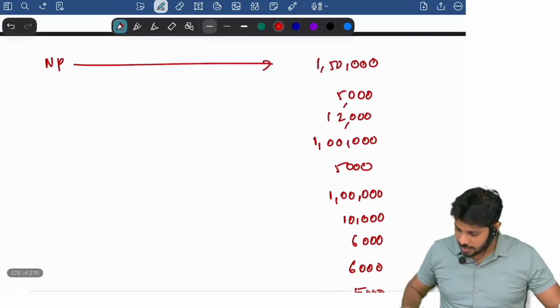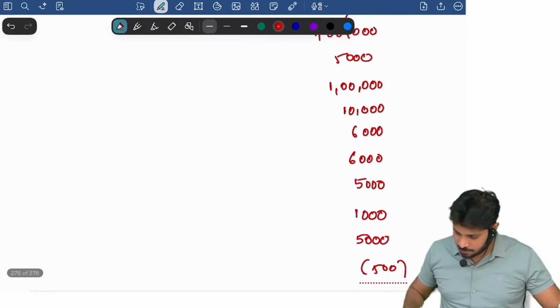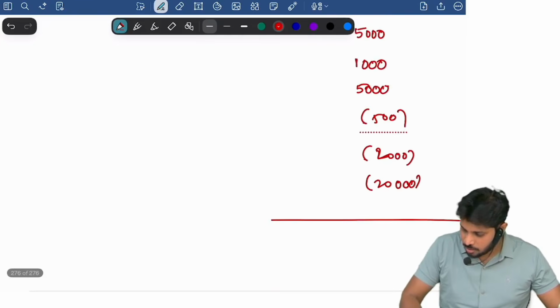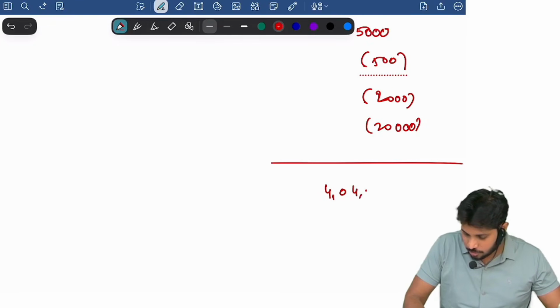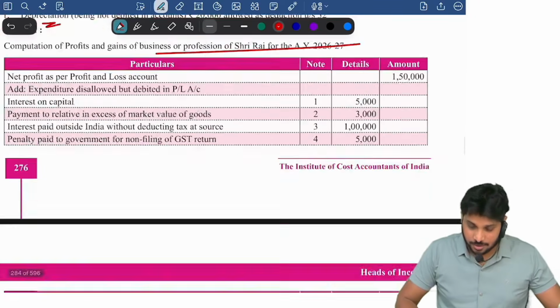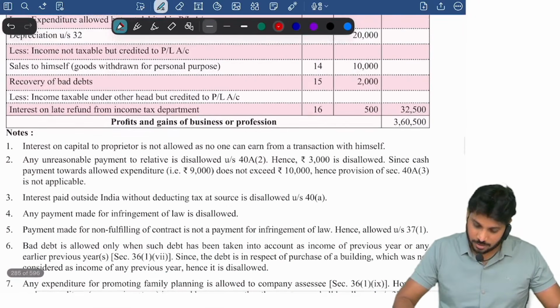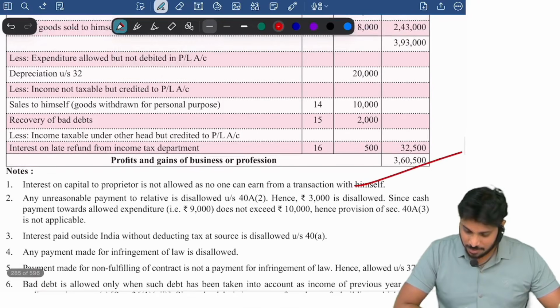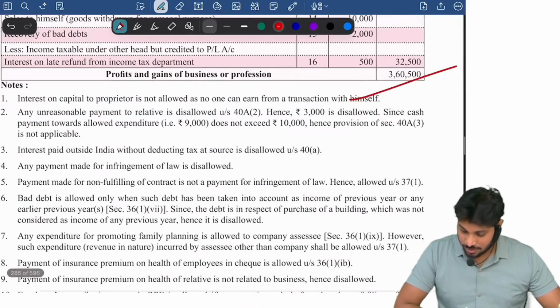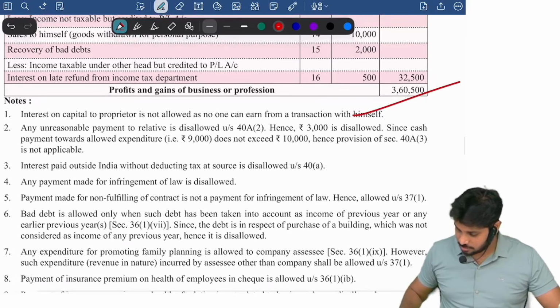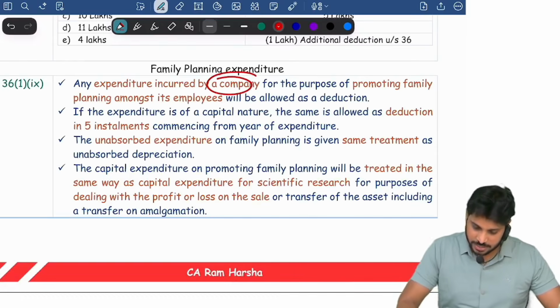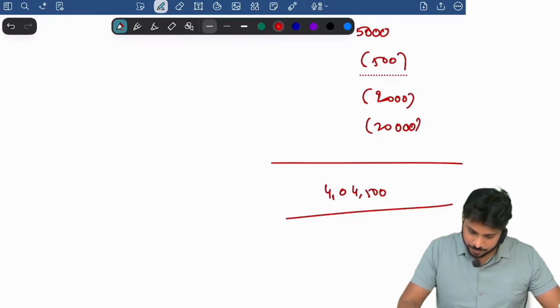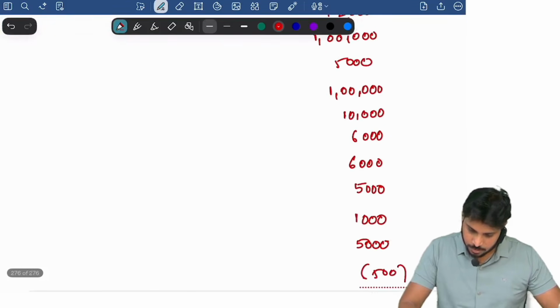Okay, 1,50,000 plus 5,000 plus 12,000 plus 1 lakh plus 5,000 plus 1 lakh plus 10,000 plus 6,000 plus 6,000 plus 5,000 plus 1,000 plus 5,000 minus 500 is equal to 4 lakh 4,500. I don't know whether it's right or wrong. So PGBP 3,60,500. Why are we getting a 44,000 difference?